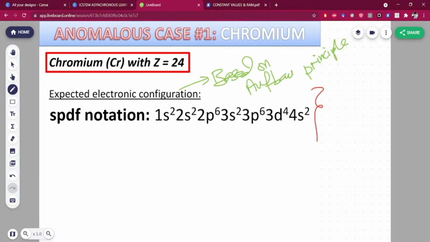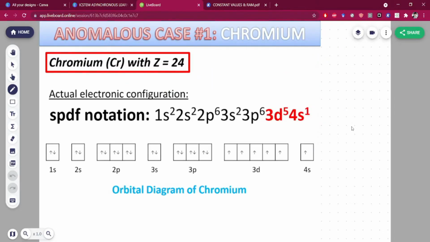In exams, when they ask you to explain about an anomalous case, you need to write the expected first. So when you write this expected electronic configuration, they're going to give you 1 mark. And then you need to write the actual electronic configuration. Again, I repeat, this comparison between expected and actual will only happen between chromium and copper, but not anything else in Chapter 2. We only have two anomalous cases.